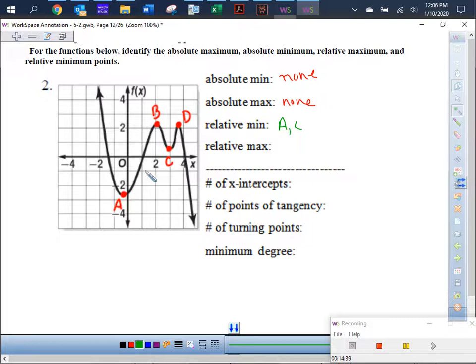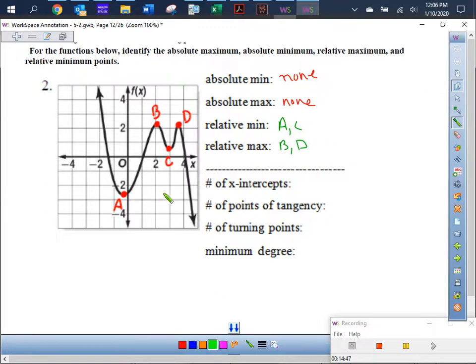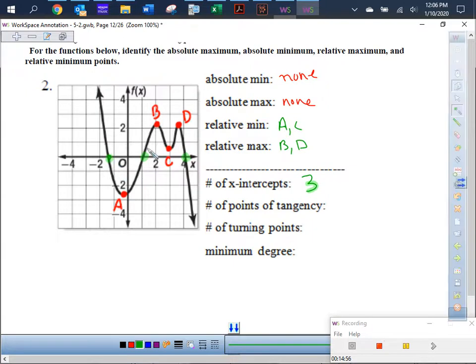But the relative mins, those I think we're pretty decent at. A and C, right? That's where it mins out somewhere. And the relative maxes are B and D. Number of x-intercepts, just count them up. 1, 2, 3. So there are 3 of those. Were any of them points of tangency? This crossed over, and this crossed over. So 0, because the points of tangency are where it just touches. Number of turning points, there's 4 of those. And the minimum degree is turning points plus 1, so that means it has a minimum degree of 5.